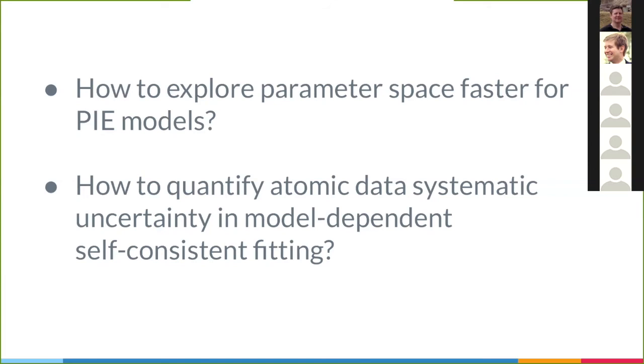And secondly, I'd like to know something that I already see people discussing at length on Slack: how to best assess systematic uncertainty from atomic data on the models that we use, both for collisional equilibrium and photoionized equilibrium.